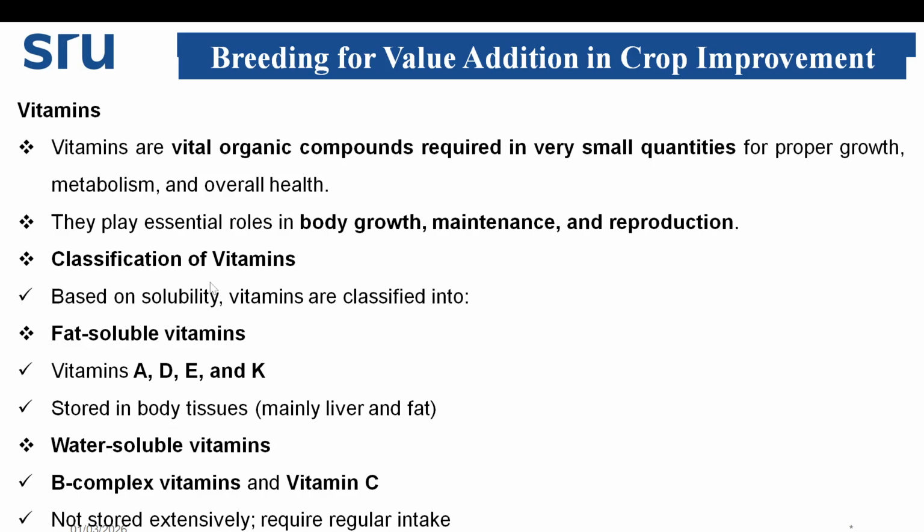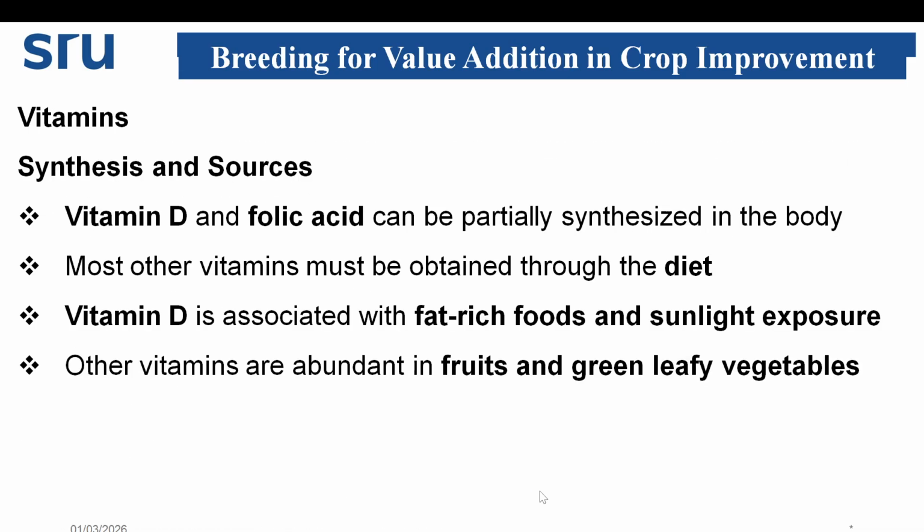Classification of vitamins based on solubility. Vitamins are classified into different types. The first type is fat soluble vitamins. This class includes vitamin A, vitamin D, vitamin E and K. These vitamins are stored in body tissues, mainly the liver and fat. Next, water soluble vitamins include B complex and vitamin C, which are not stored extensively and require regular intake.